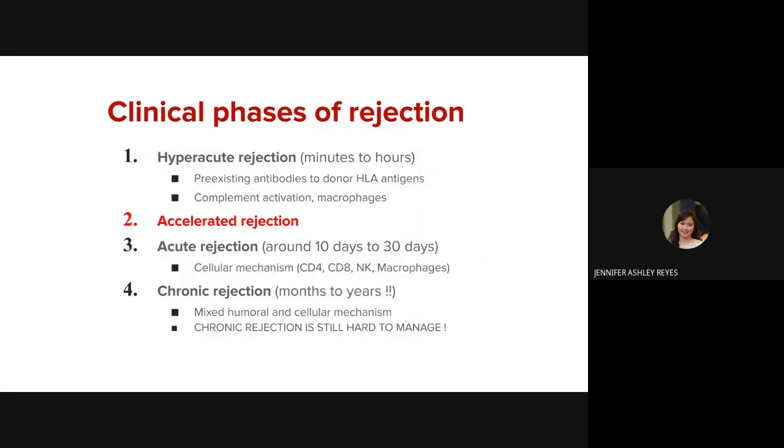So hyperacute rejection, nagkakaroon tayo ng thrombosis, ischemic damage, and rapid graft failure, minutes to hours. Acute cellular rejection is mediated by inflammatory reactions, complement cytotoxicity, and destruction of vasculature. Tapos, yun namang ating chronic rejection is a combination na of the different inflammatory processes. Mainly, vasculature pa rin yung ina-attack and nagkakaroon ng parenchymal fibrosis.